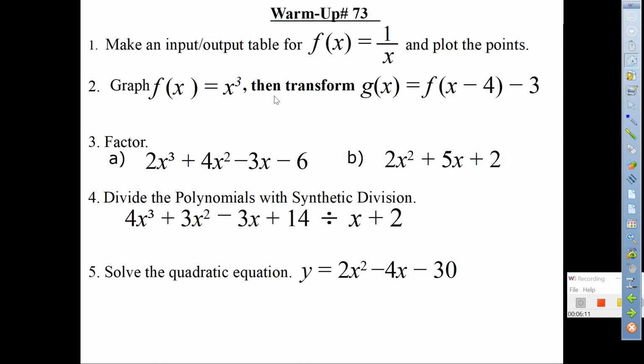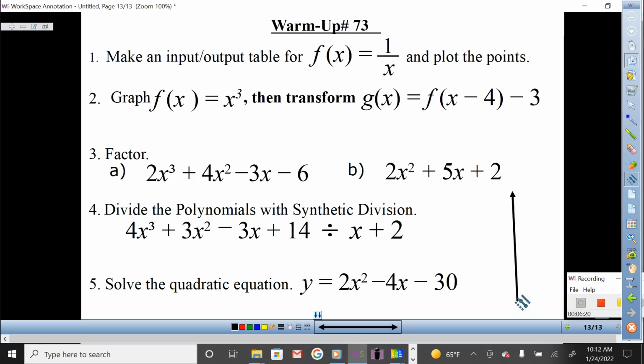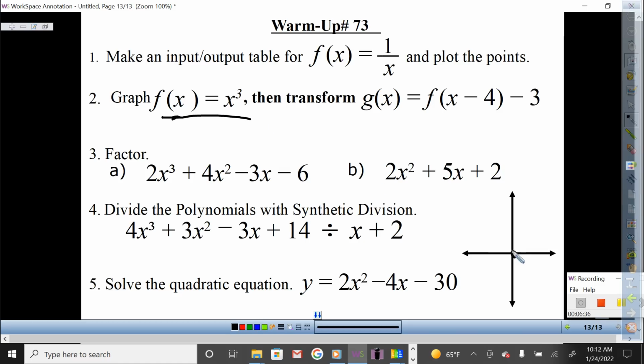It says, graph f of x equals x cubed, then transform it according to that. So let's see. It's a parent function, f of x equals x cubed. Before I graph it, tell your neighbor what 2 points that parent function is always going through. This one is always going through where? 0, 0, and what else? 1, 1. Yes, that is correct. So that one looks like this. Okay, that's f of x equals x cubed.